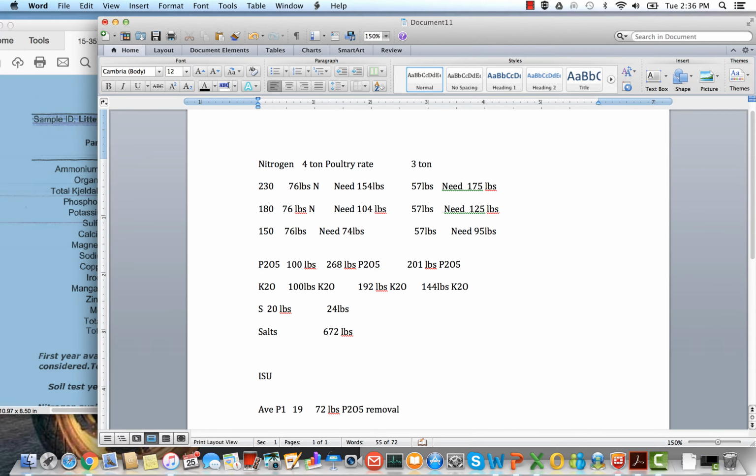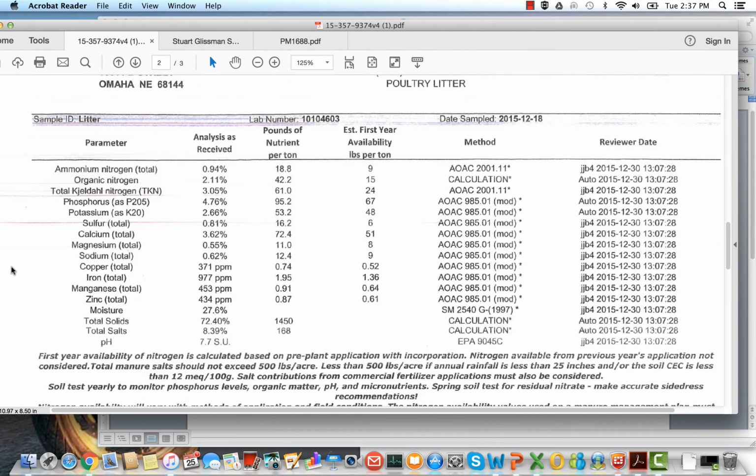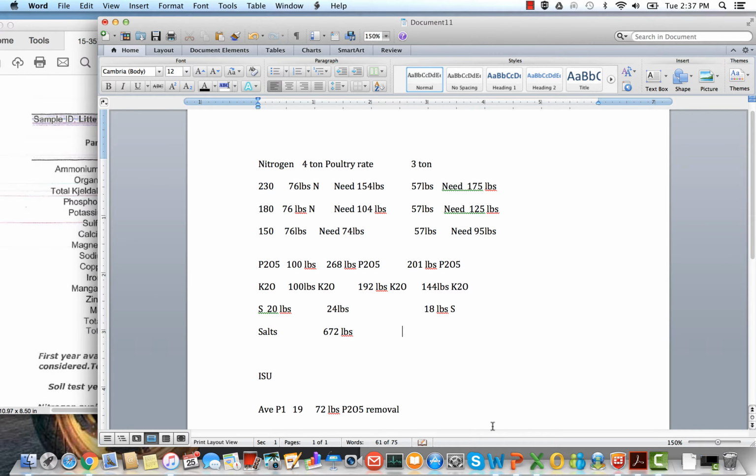Get over here under the right column. Doing it in a Word document, there's no real columns. And then on the salt side, maybe we'll feel a little better about this one. 168 times 3. Yeah, right at that 500 pounds, so 504. So if we had a soil that had some salinity issues, I would say we better stick with the 3-ton so we don't end up exceeding that 500-pound number.